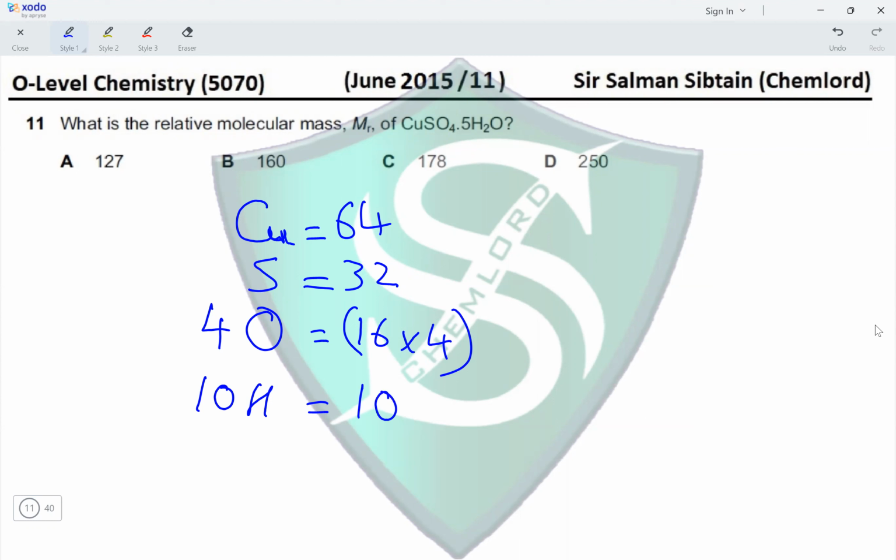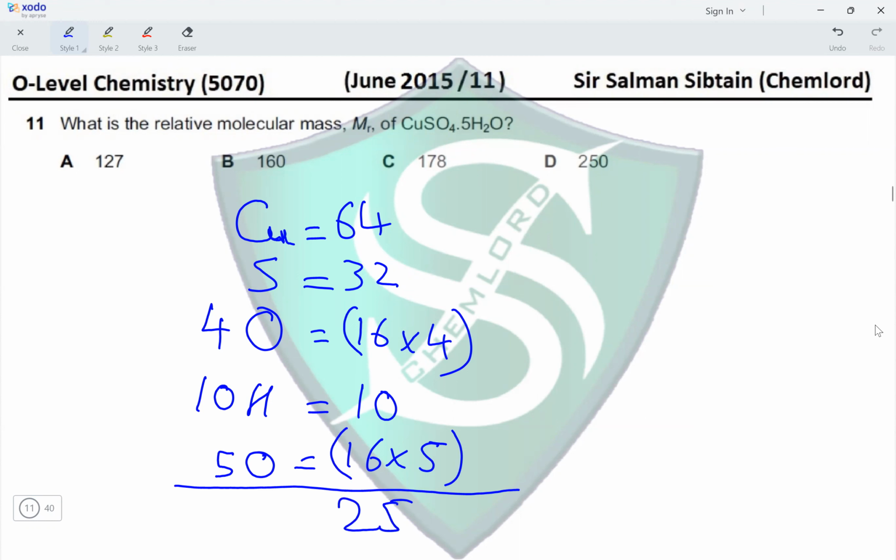And then we've got 5 oxygen atoms present. So this would make it 16 times 5, which would give us 80. Adding all of these together gives us an Mr of 250, which makes option D the correct option for this question.